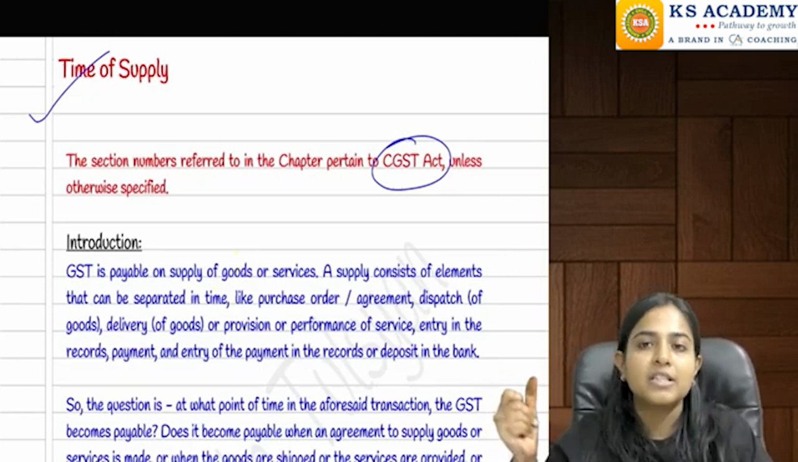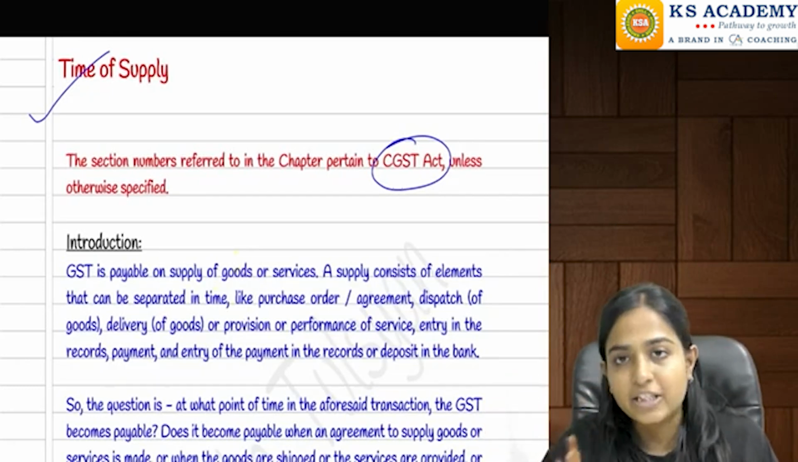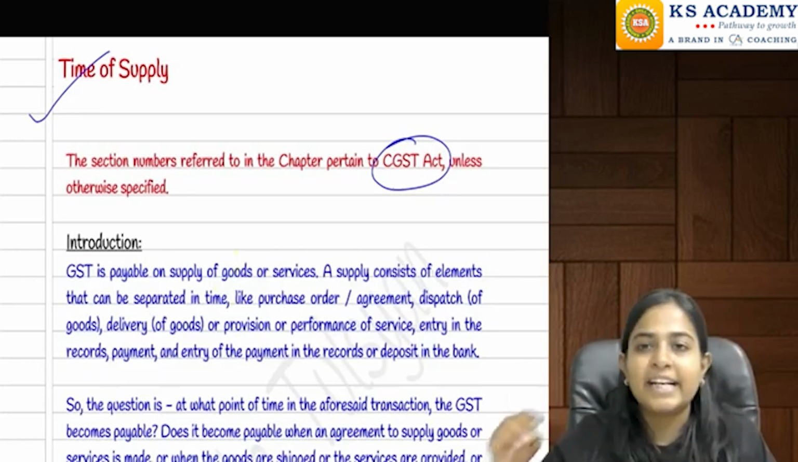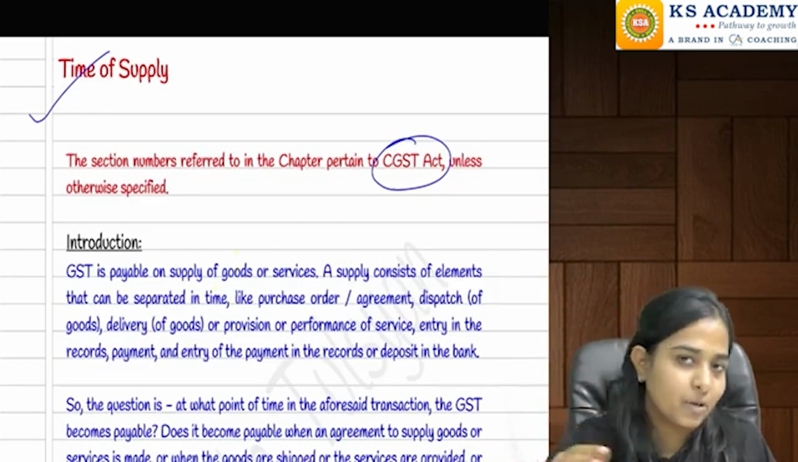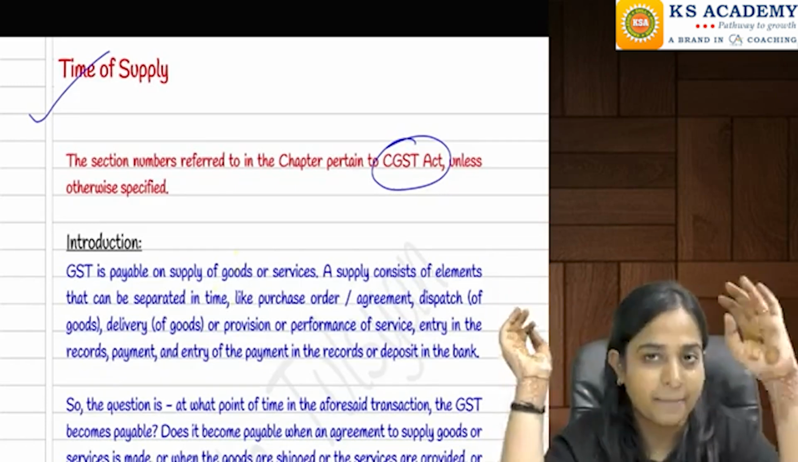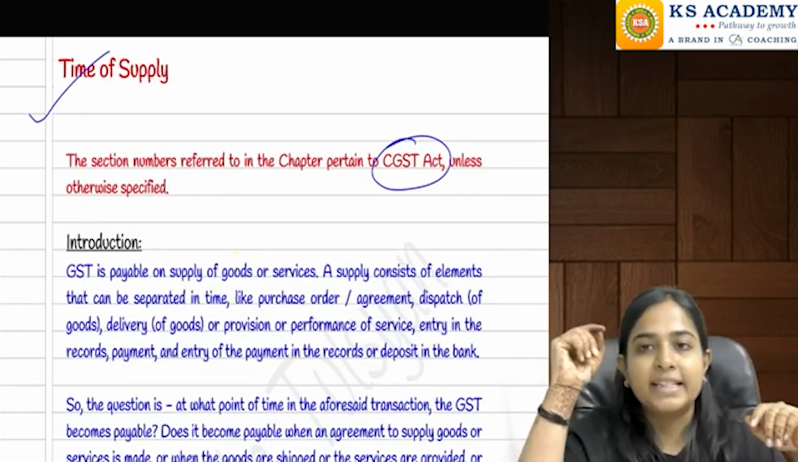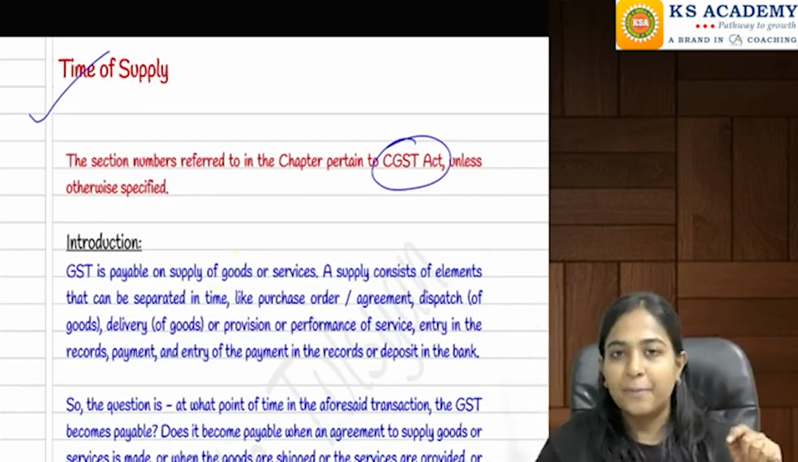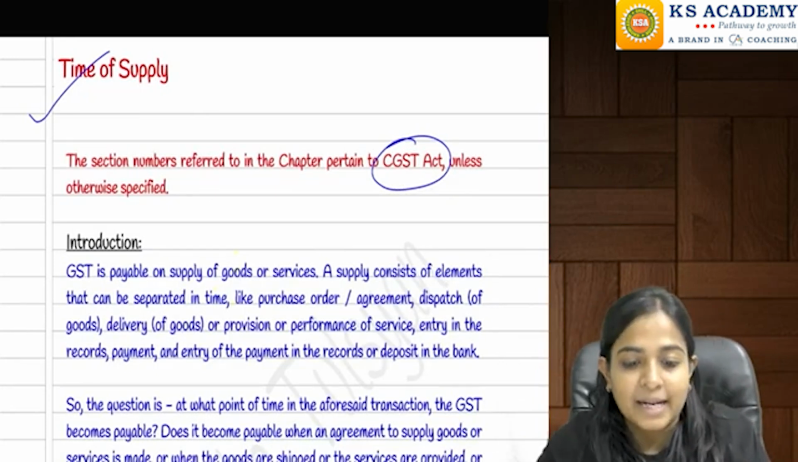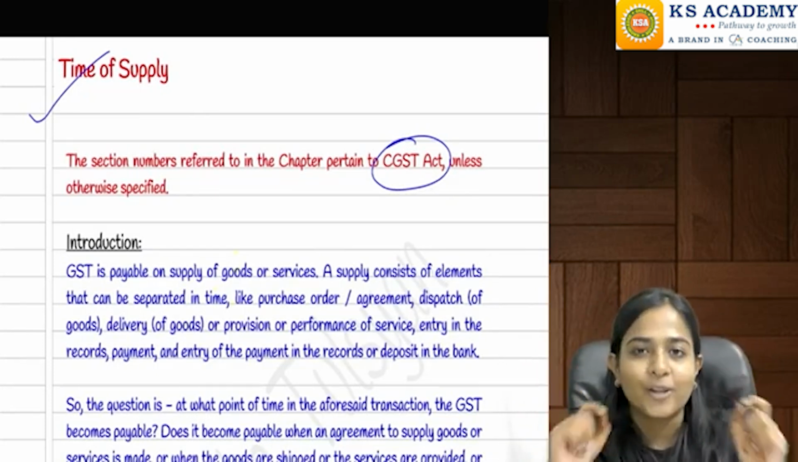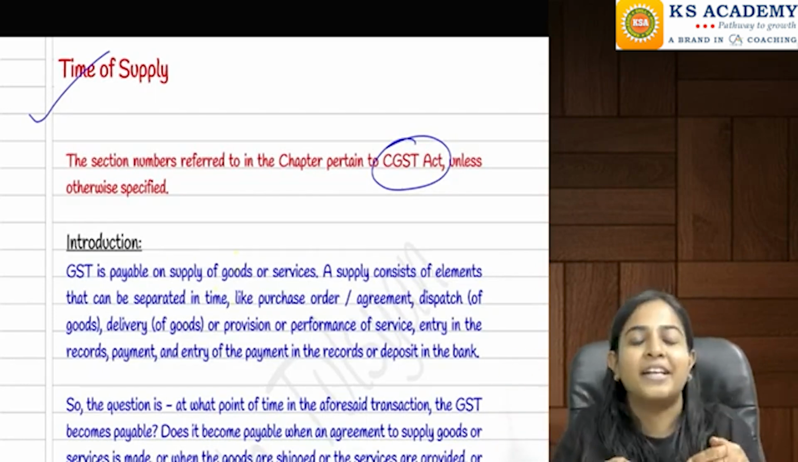Okay, now first of all, whichever section numbers that I mentioned, section number 12, section number 13, section number 14, all these sections are pertaining to the CGST Act. Now, what do you mean by time of supply? We have already seen that whenever a supply happens, once the supply is done, we need to understand when is GST payable on that particular supply. When is the time that we have to actually pay the tax on that supply? The answers to all these questions are given in the chapter called time of supply.